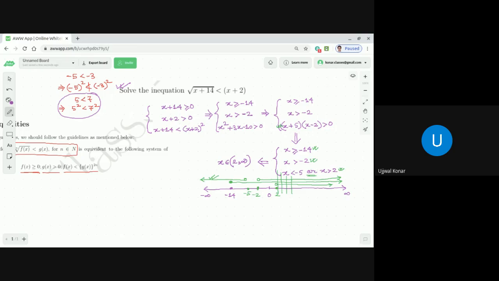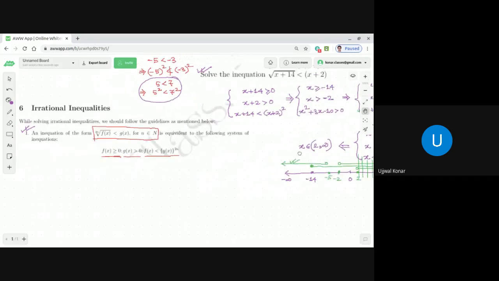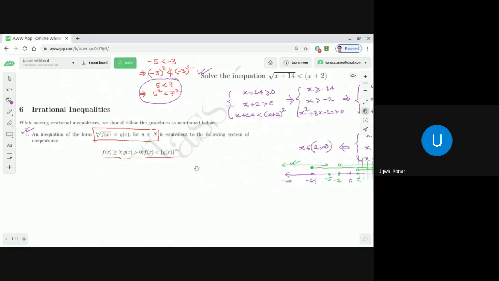So I will just repeat once. Whenever you find an inequation of the form f(x) to the power 1 by 2n, that is, the 2nth root of f(x) is less than g(x), then it is as if we are solving a system of three inequations. The first one is f(x) greater than or equal to 0. The second one is g(x) greater than 0. And the third one is f(x) is less than g(x) to the power 2n. Correct, dear students?